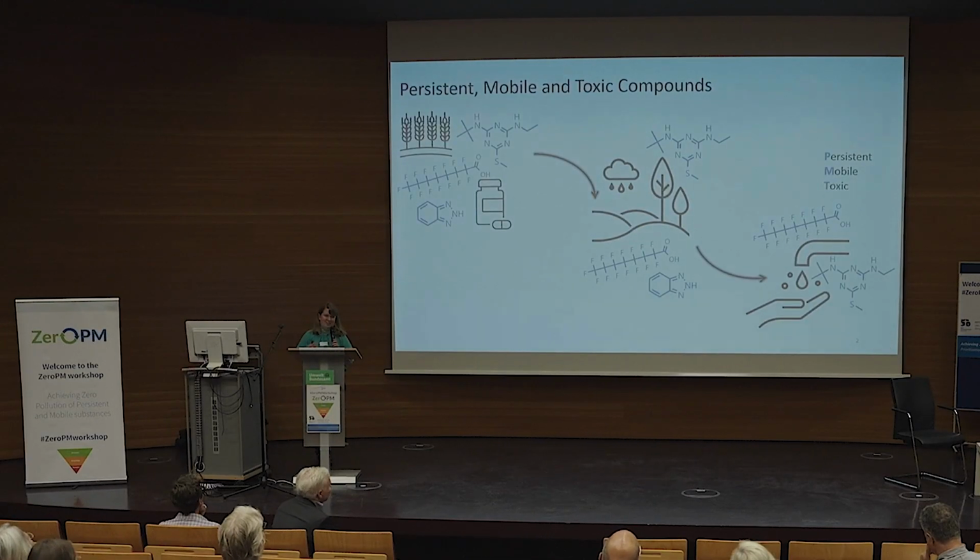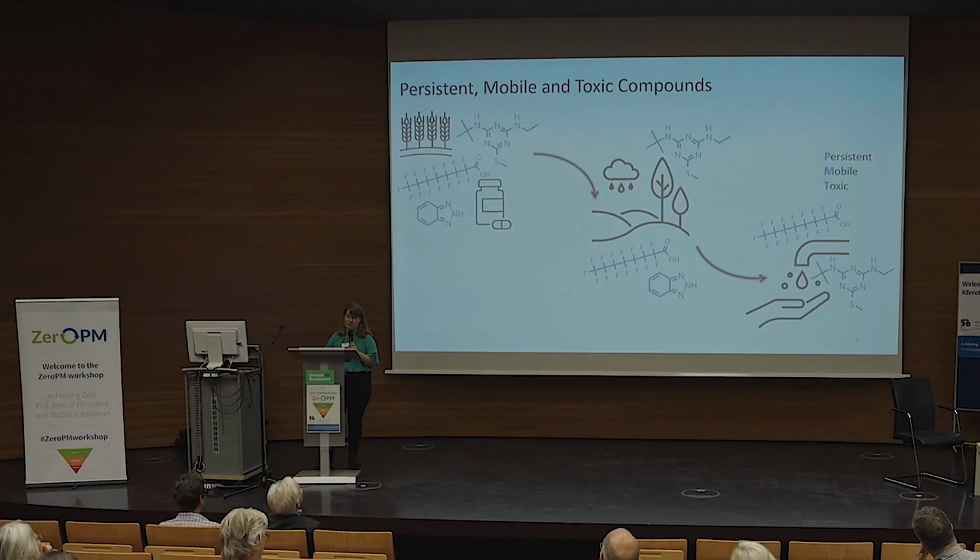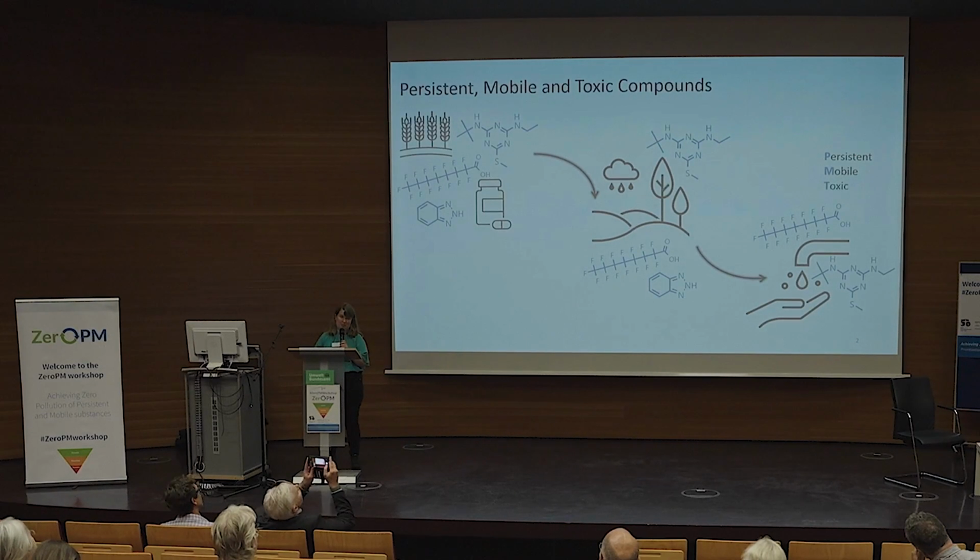Great. So, as we've heard a lot today, chemicals are a huge part of our daily lives, but when we use them and they get released into the environment, they can have unintended consequences, such as harming ecosystems or contaminating water resources. And on top of that, for water contamination in particular, and what we're talking about a lot in ZeroPM, is these persistent, mobile, and toxic compounds.